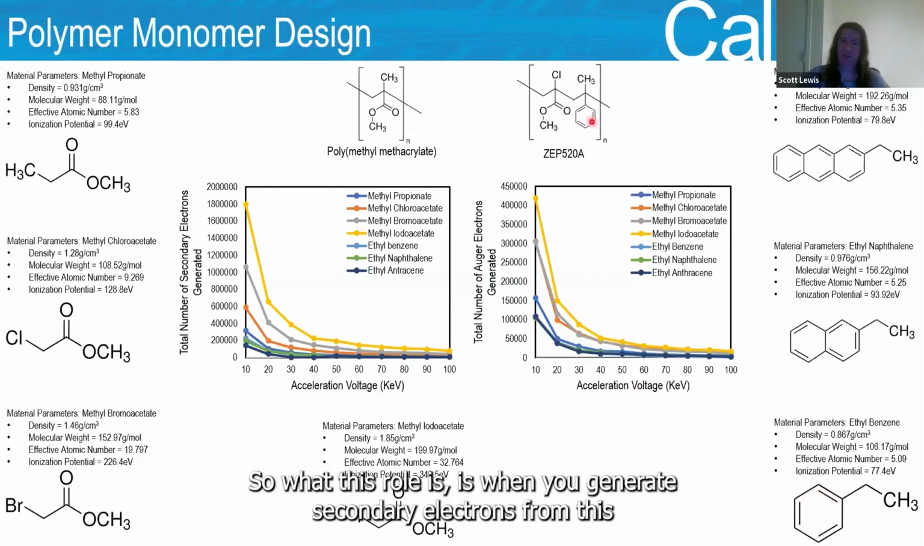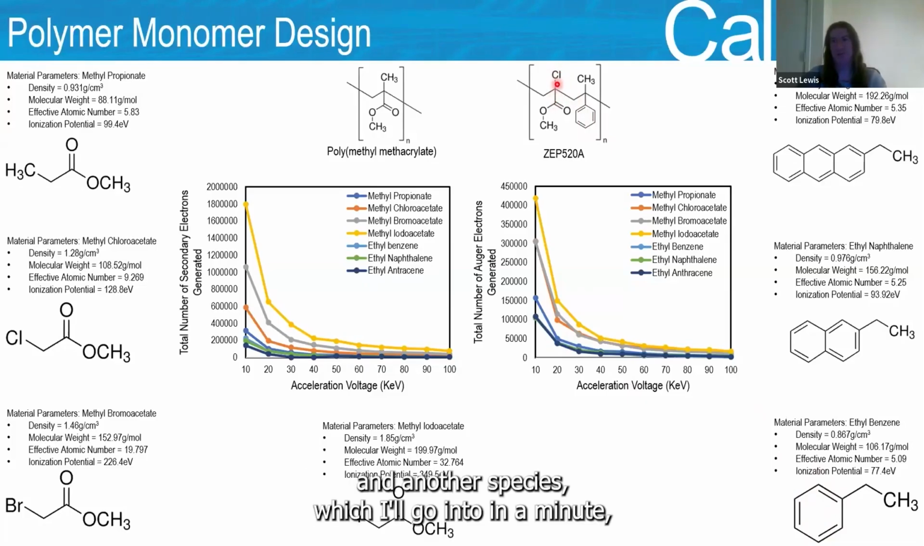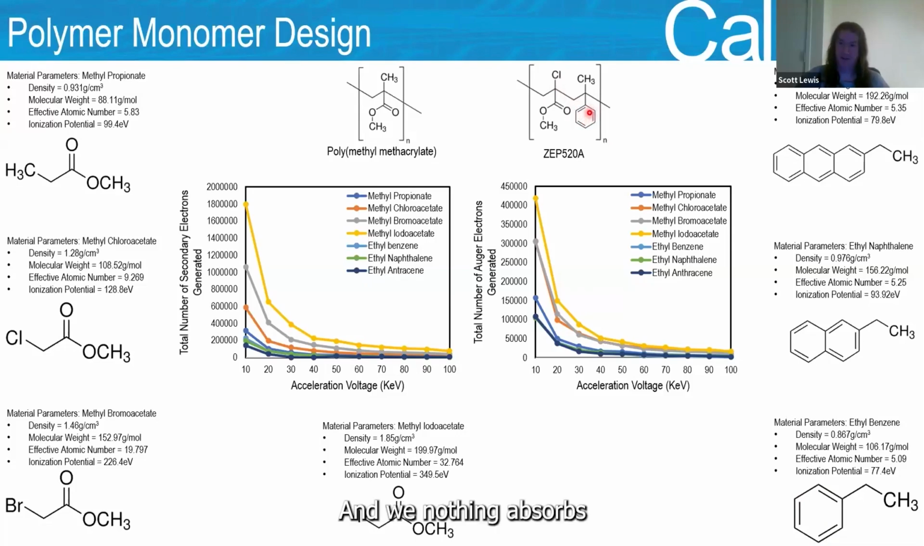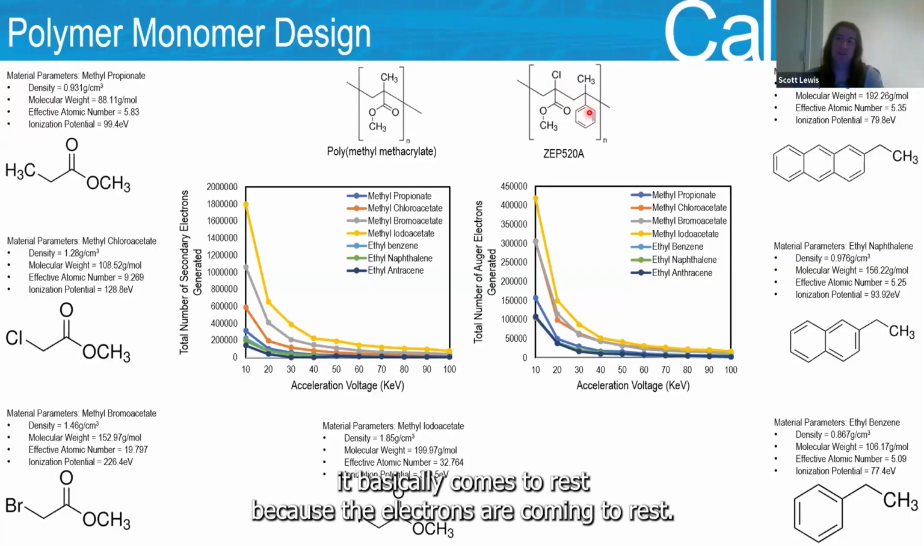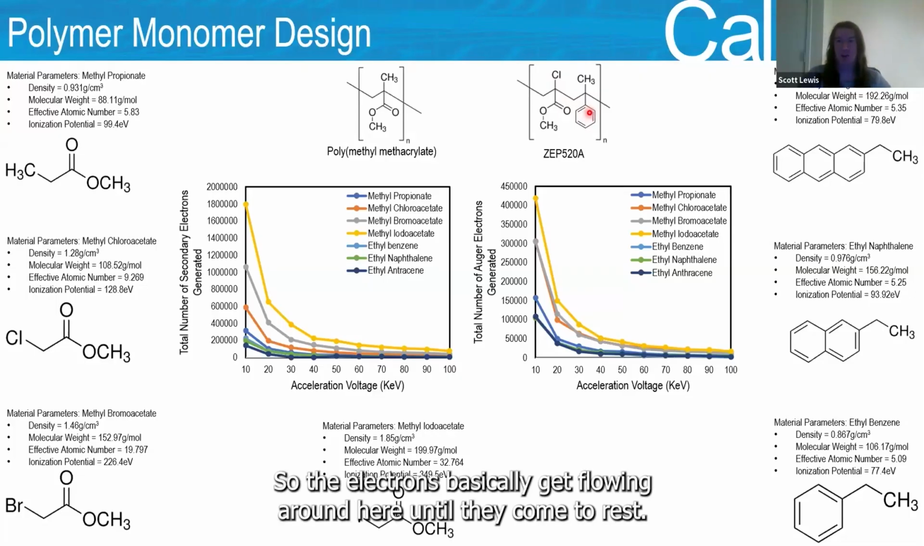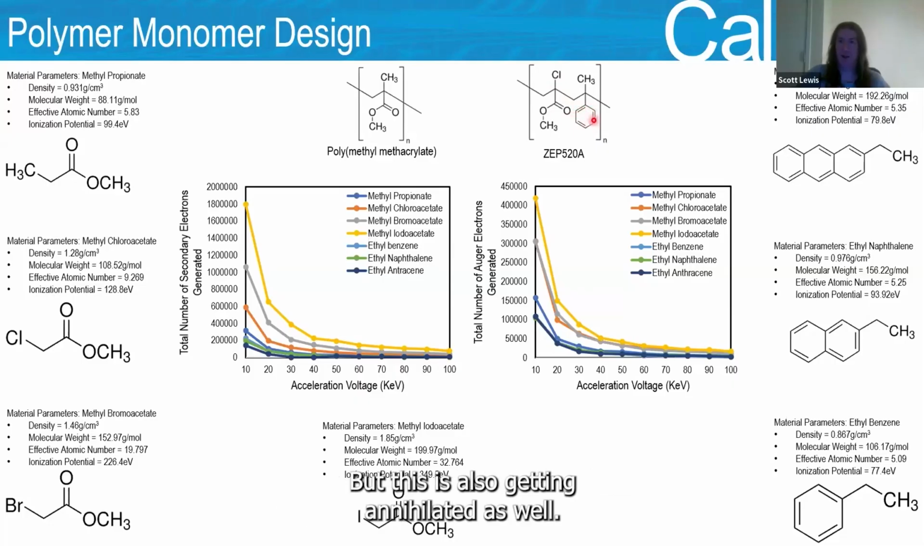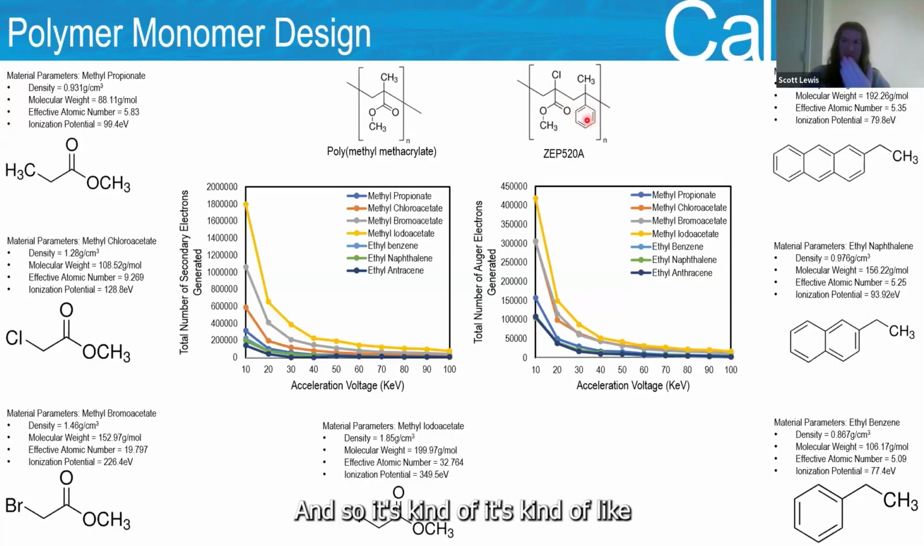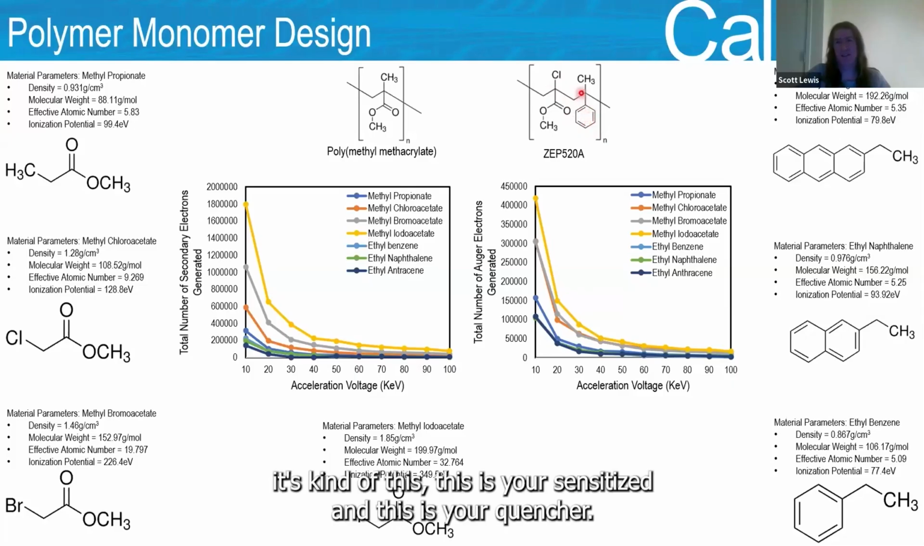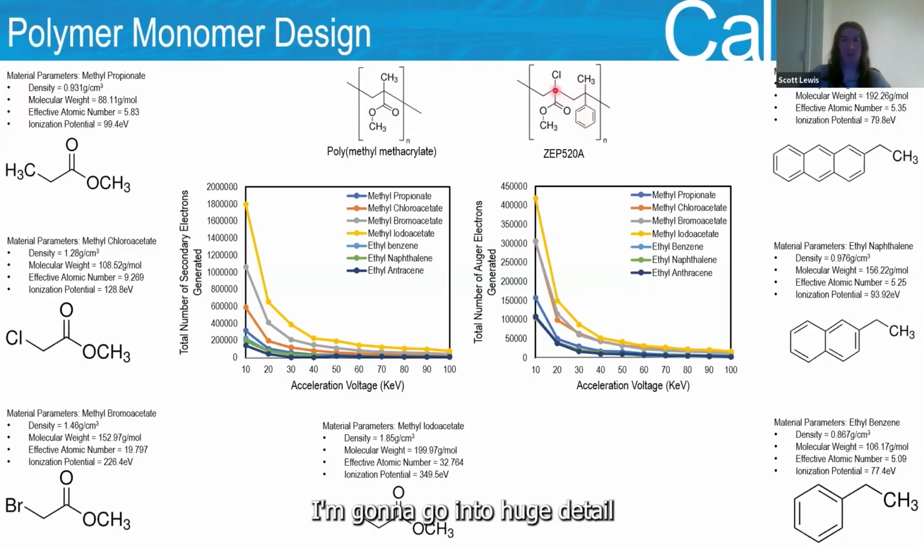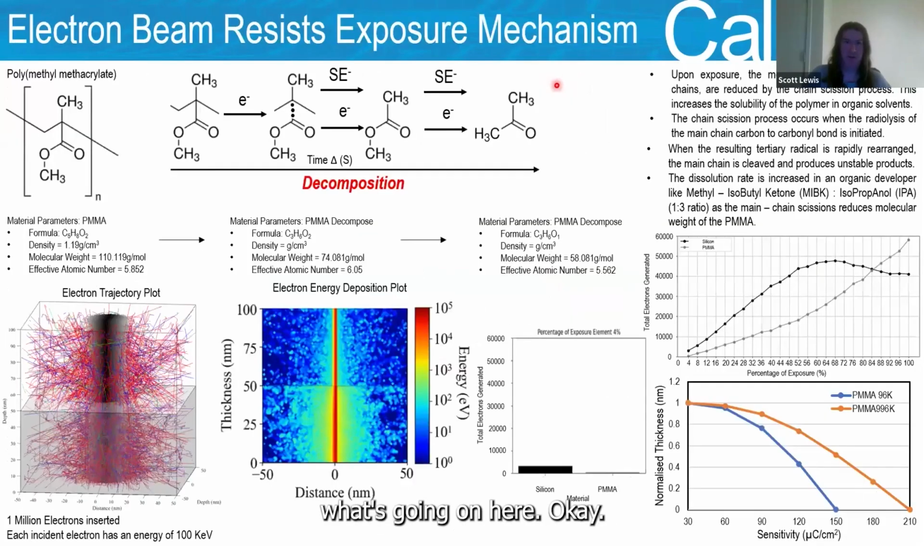So what this does is, when you generate secondary electrons from this and another species, which I'll go into in a minute, this acts like an absorber, and nothing absorbs. It basically comes to rest because the electrons are coming to rest. So the electrons basically get flown around here until they come to rest, but this is also getting annihilated as well. So this is your sensitizer and this is your quencher, and that's how that works. But I'm going to go into huge detail on what's going on here.